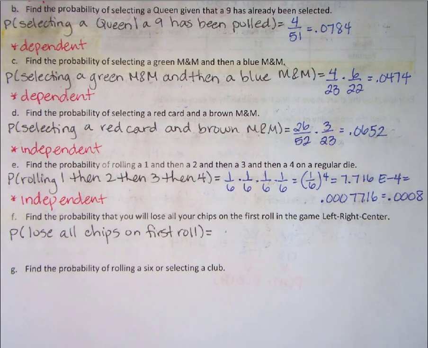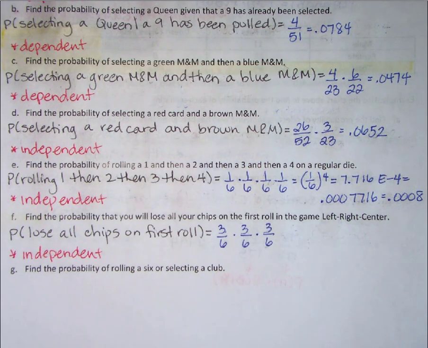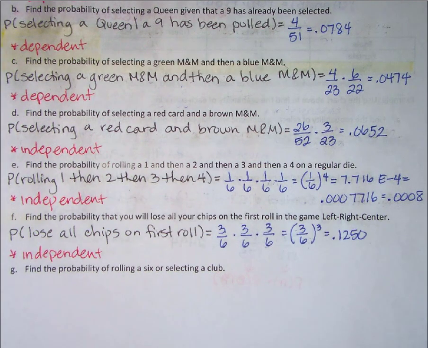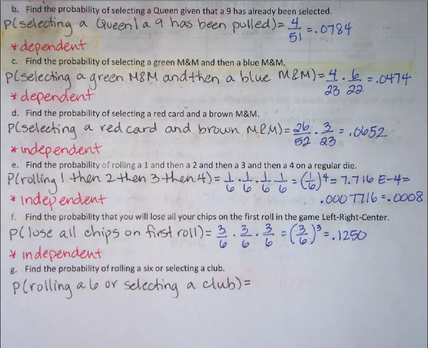In the next example, we're playing the game Left, Right, Center. We want to find the probability that we're going to lose all chips on the first roll. Since we are rolling 3 individual dice, the probabilities are going to be independent. Of the 6 sides on the die, we will lose a chip if we roll a left, a right, or a center. So our probability of losing a chip on each individual die will be 3 out of 6. I can then write that as 3 out of 6 raised to the 3rd power, or 0.1250.